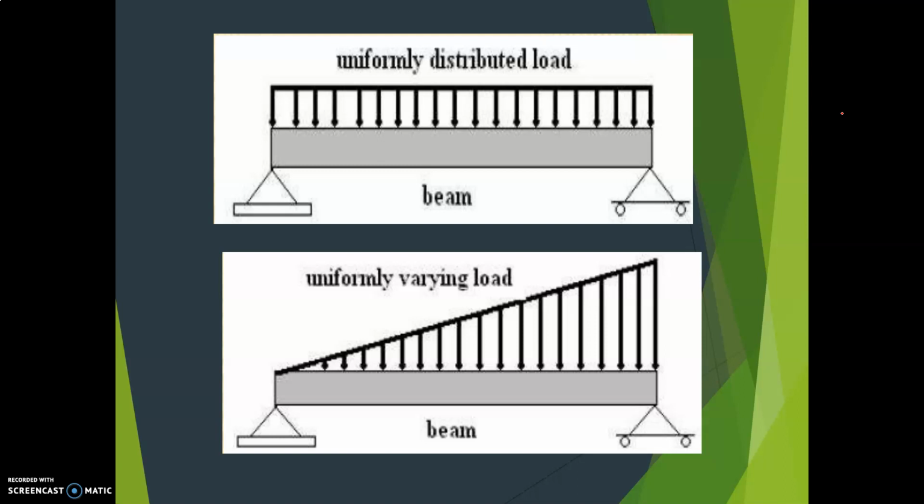Then what is this uniformly varying load, UVL? This type of load will be uniformly varying from zero intensity at one end to a designated intensity at the other end. See here, this is 0 and there is some intensity here. For example, a triangular block of brickwork partially imposes a loading on a beam, and also the water pressure distribution on the walls of a water tank could be another example.